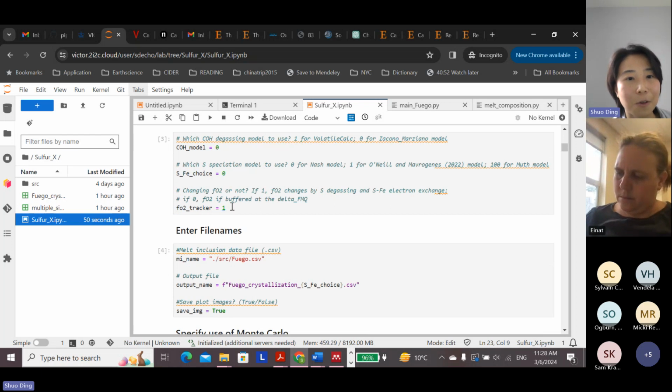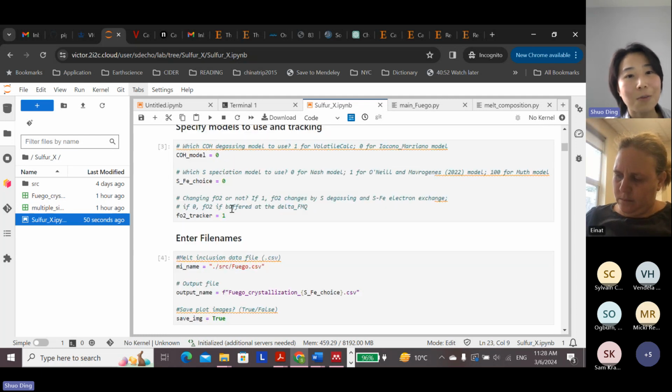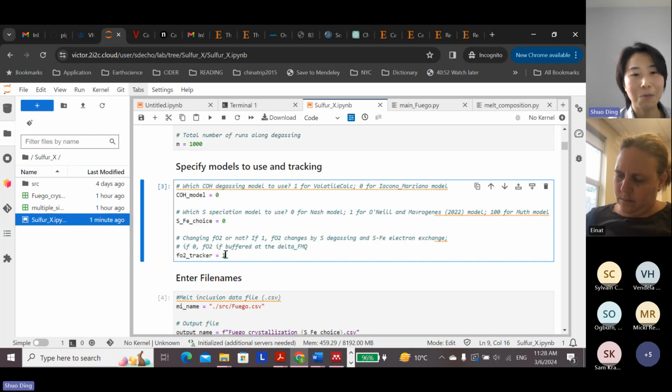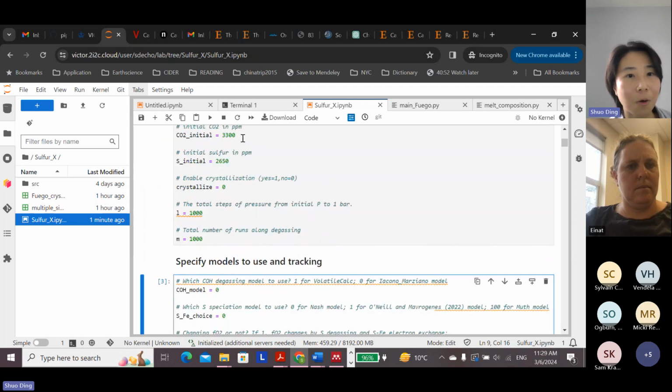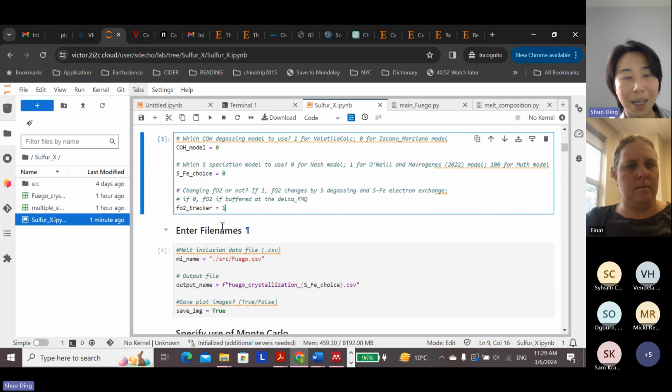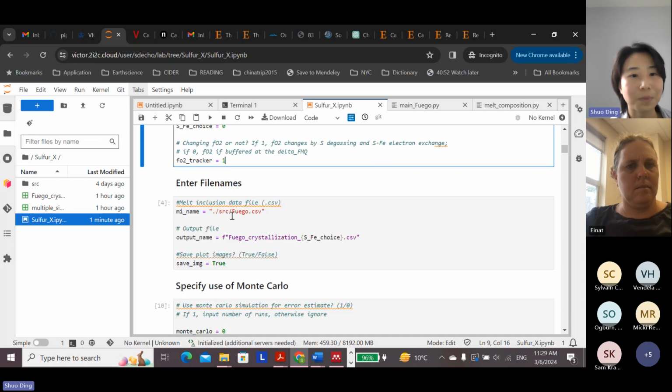And then you have the FO2 tracker or not. If you want to track it, you input 1. If you don't, then 0. What I usually recommend is, even if you want to track FO2, I would disable this one first. I would always run a degassing trend without tracking FO2, because remember, the way it tracks FO2 is that it enters another loop. So we want to find the baseline to see that all the other things work well, and then you can turn this on to track the FO2.